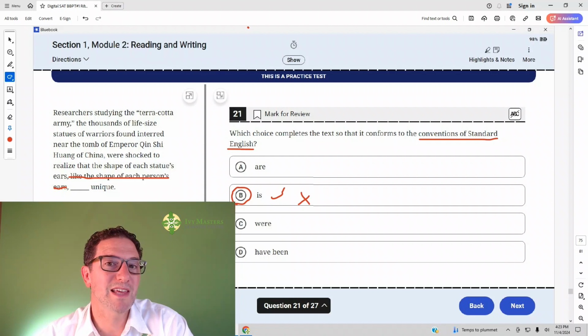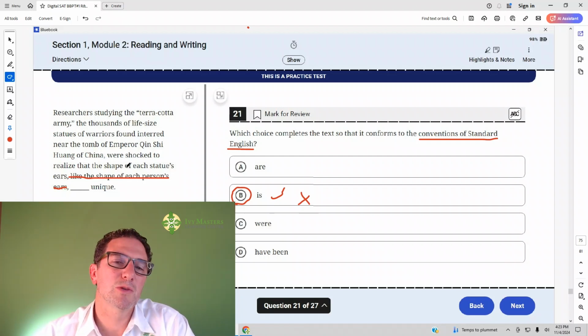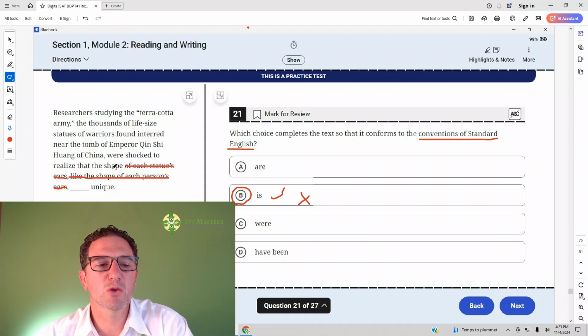Now, it probably sounds weird to say the shape of each statue's ears is unique, which brings us to our next point. When identifying subject-verb agreement, you always got to take out prepositional phrases. Of each statue's ears is a prepositional phrase, which will leave us with the subject just before the verb. Shape is the subject.